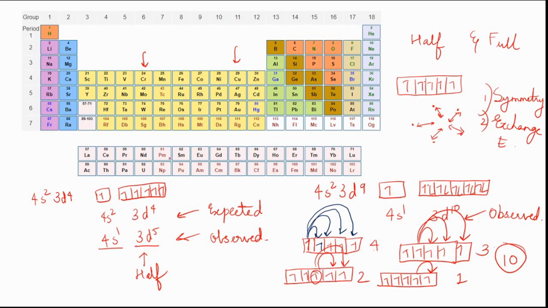You can have a look at the chapter from the NCERT textbook. When you read the chapter, you will get a good understanding of it. And in the next video, we'll be discussing the questions from all the previous years.